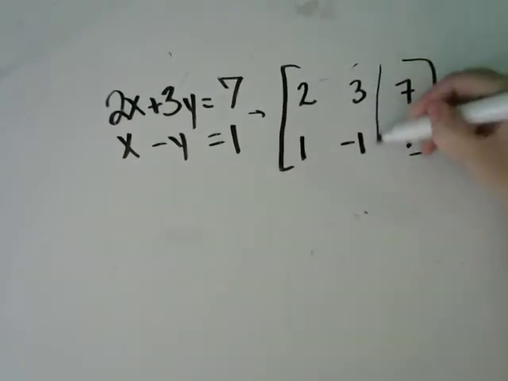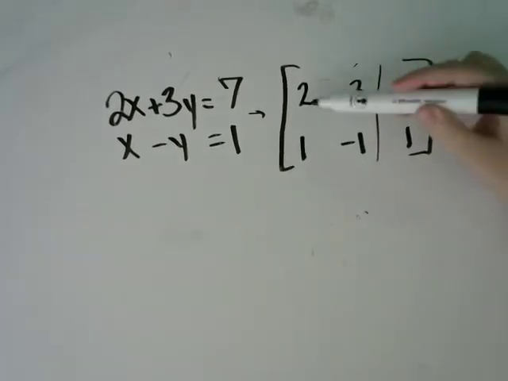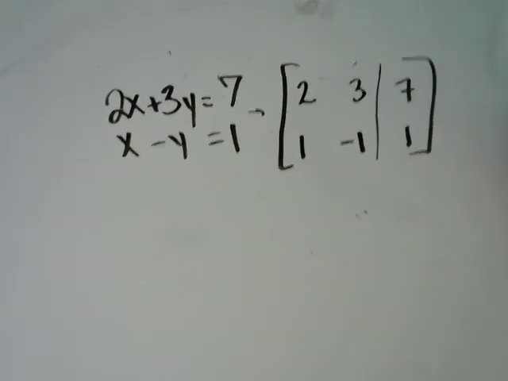Generally, when we write an augmented matrix, we use a vertical bar to delineate between the coefficients of the variables and the constant that the equations are equal to. And this is what we're looking for when we create an augmented matrix.